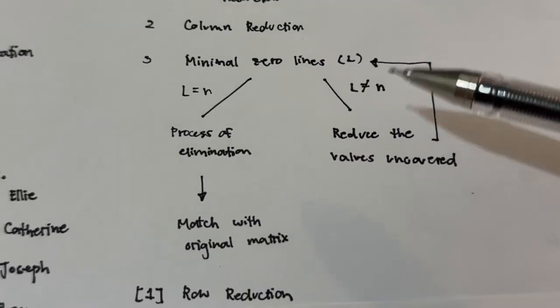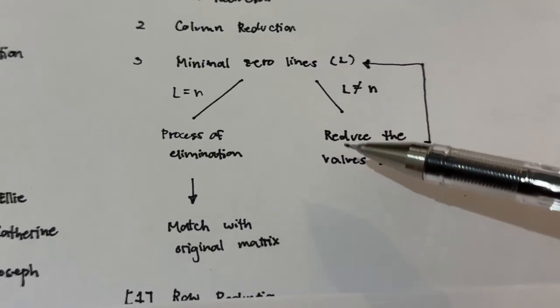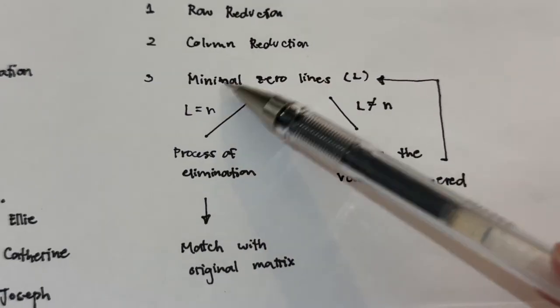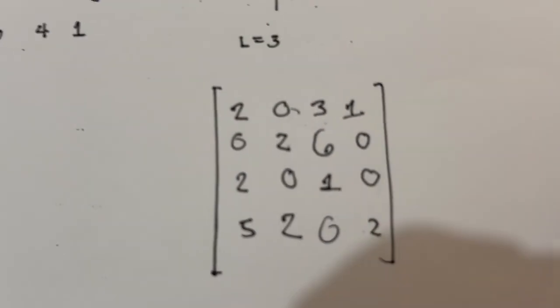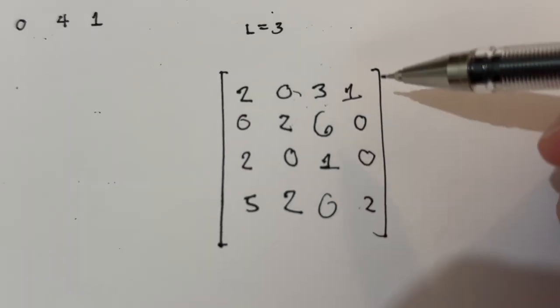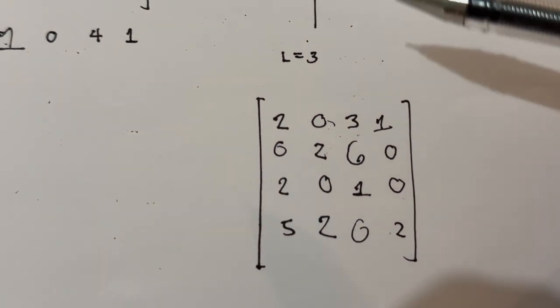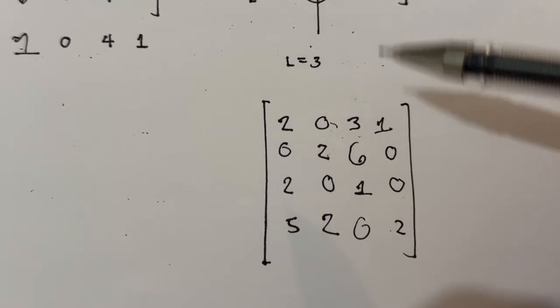So here we said that after reducing, let's go back over here. Let's see if the condition fits now. So we are going to do the minimal 0 lines. So let's go back to our matrix over here. So you can see that we can have 4 lines. It doesn't really matter which one you choose, you're gonna have 4 lines.